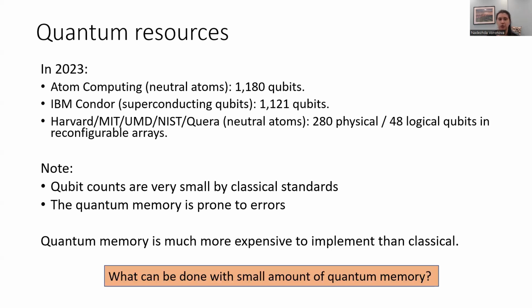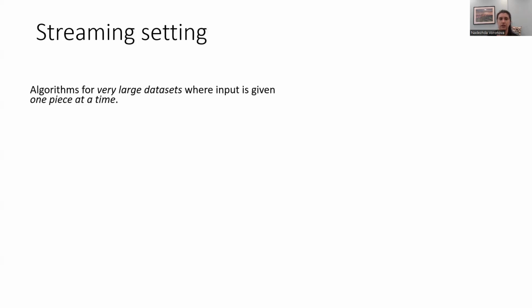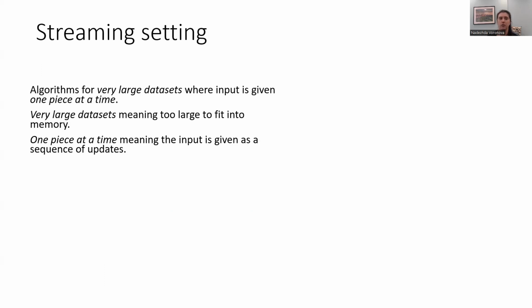This raises a natural question. What can be done with small amount of quantum memory, especially in the era when most of our data is big? Fortunately, we already have a setting that focuses on this exact question. Streaming setting. In the streaming setting, we are designing algorithms for very large data sets where input is given one piece at a time. By very large data sets, we mean they are too large to fit into the memory, while one piece at a time, meaning that the input is given as a sequence of updates.